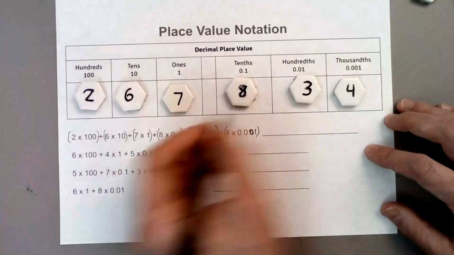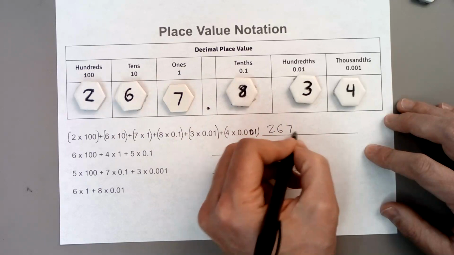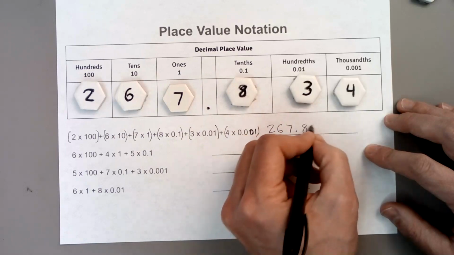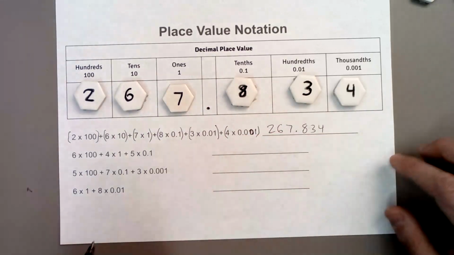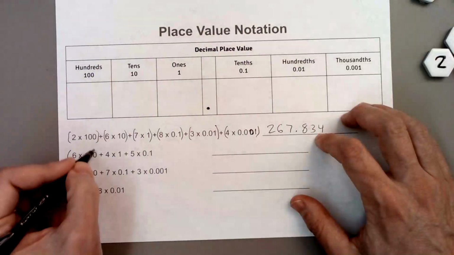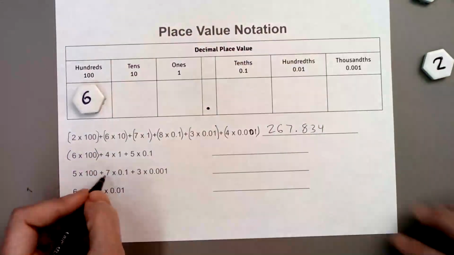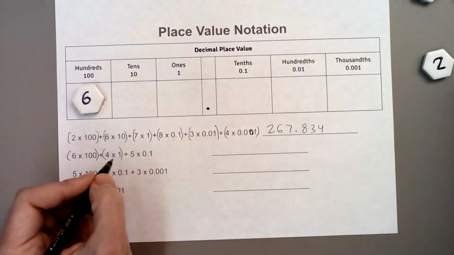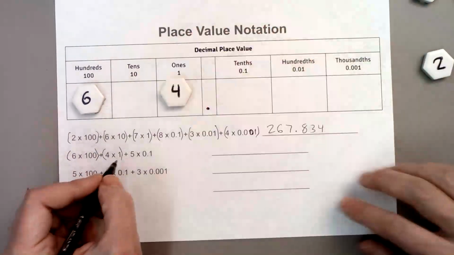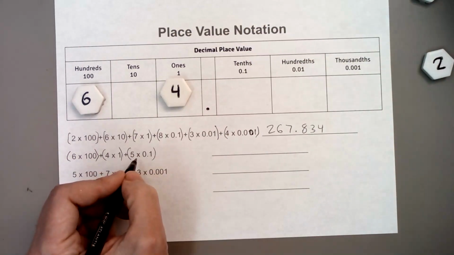So now I can just write this number, decimal point here, 267 and 834 thousandths. Let's do another one. 6 will go in the hundreds place. A 4 will go in the ones place. And a 5 will go in the tenths place.